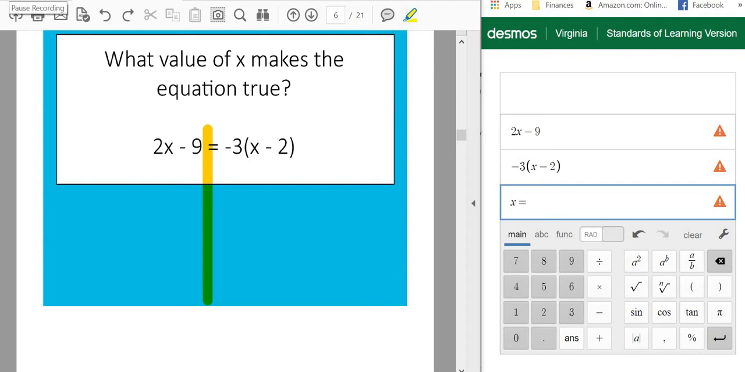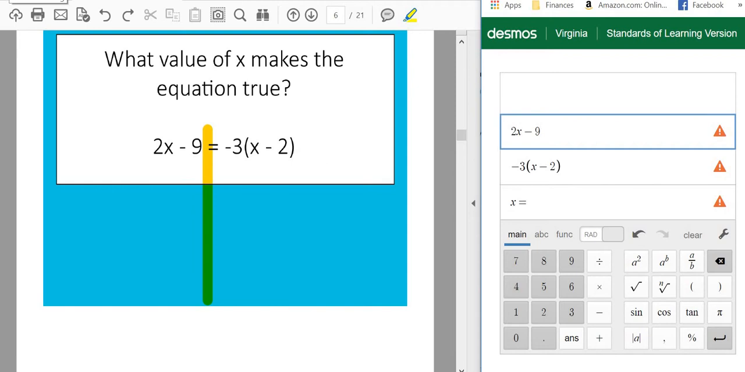Okay, I'm going to try to solve this on the equation, but I'm writing with a highlighter, so that's making it really tough. What I've gone ahead and done, though, is I've put in the 2x minus 9 on one line in Desmos, and I've put in the negative 3 times x minus 2 on another line, because that equal sign in the middle means that we want them both to be the same.